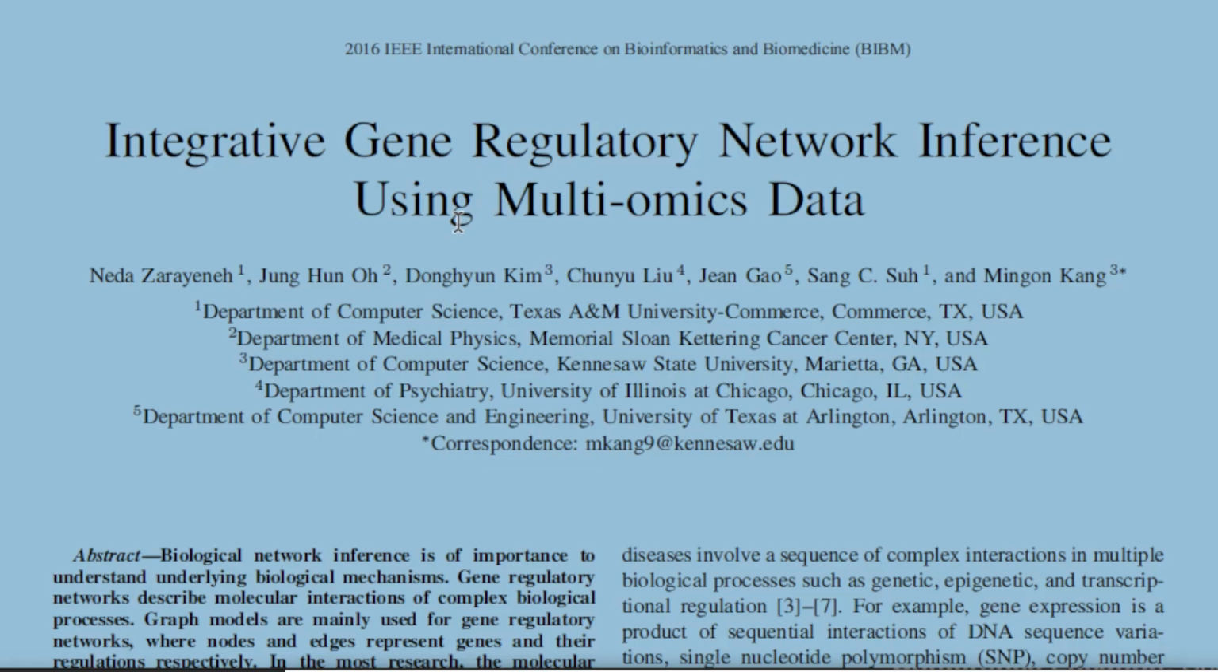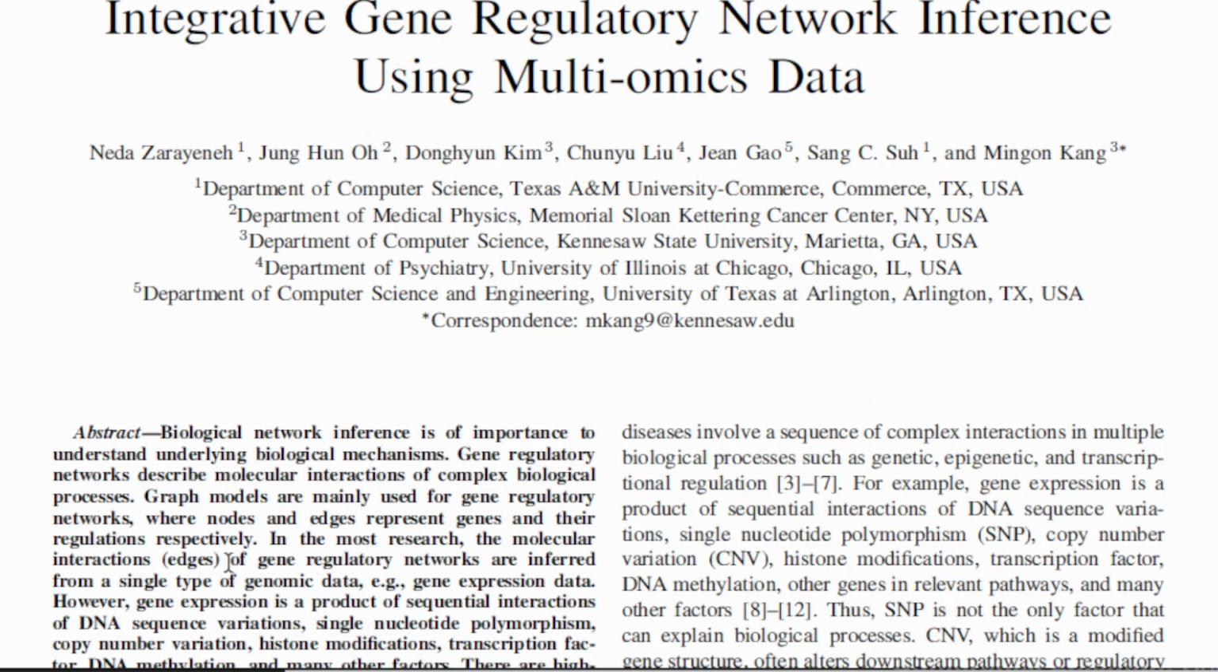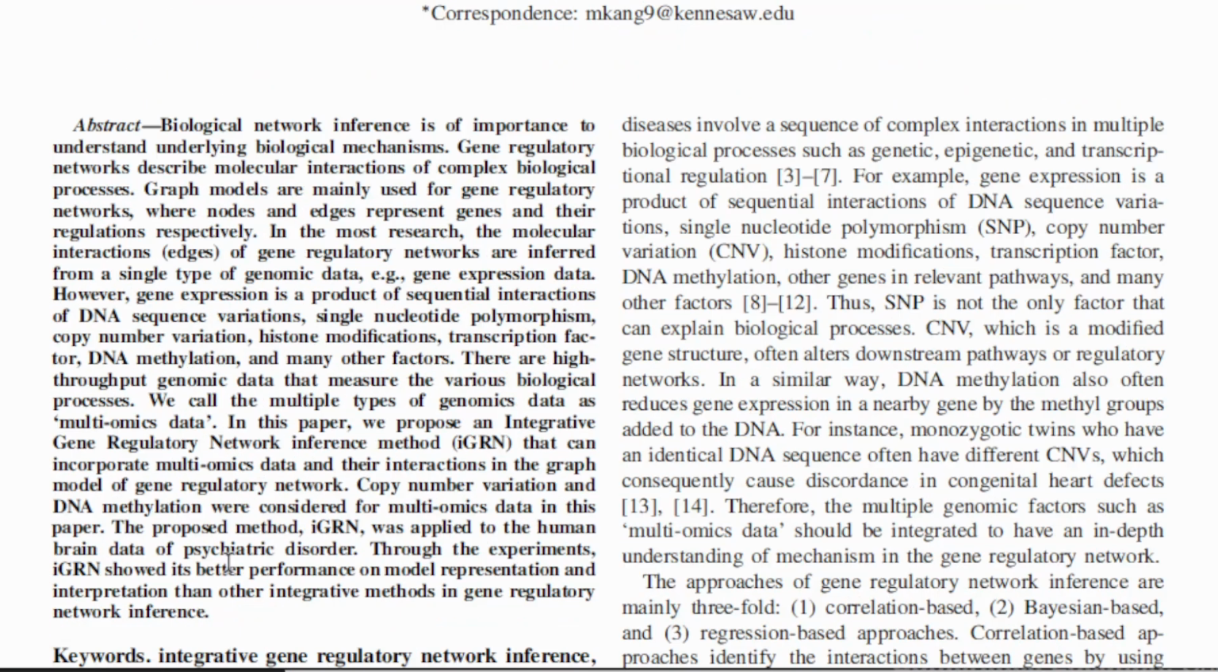Abstract. Biological network inference is of importance to understand underlying biological mechanisms. Gene regulatory networks describe molecular interactions of complex biological processes. Graph models are mainly used for gene regulatory networks, where nodes and edges represent genes and their regulations respectively. In most research, the molecular interactions, edges, of gene regulatory networks are inferred from a single type of genomic data, for example, gene expression data.